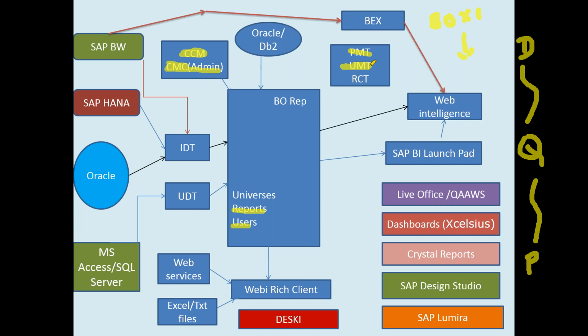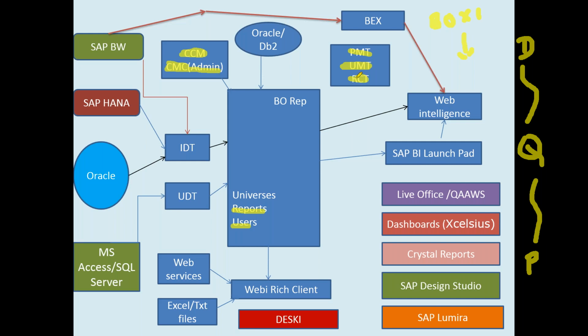Upgrade Management is a tool with which we can migrate the older BOXI 3.1 reports to the latest version of BO, 4.0, 4.1 or 4.2. Okay, so that upgrade, I mean the project migration, we are also covering in this training.